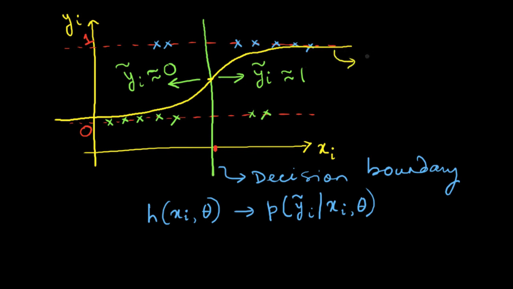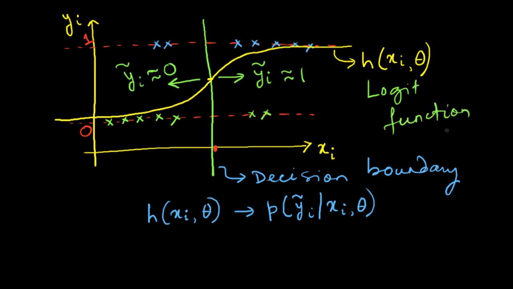So this is your function h of xi and theta, and this method is called logistic regression because this function h is the logit function. So we will soon see its functional form, but I am now just telling you its name.